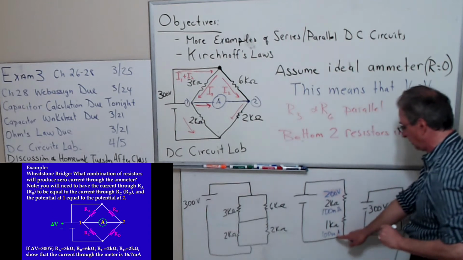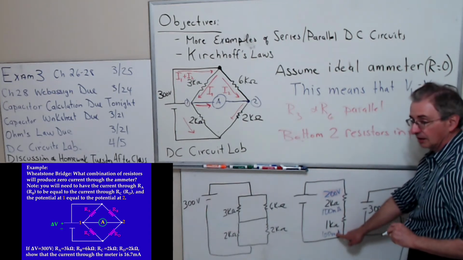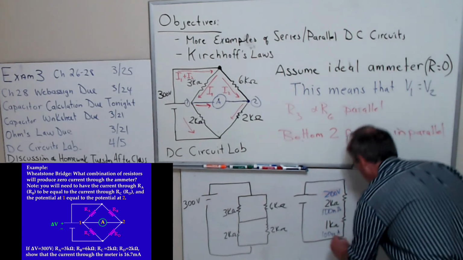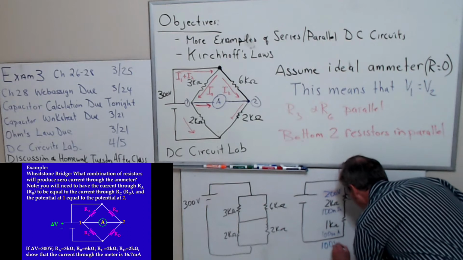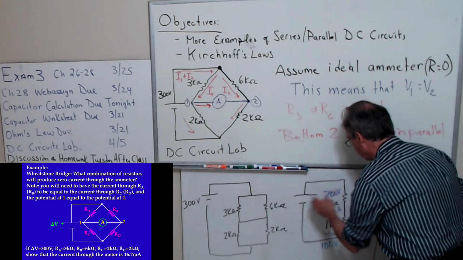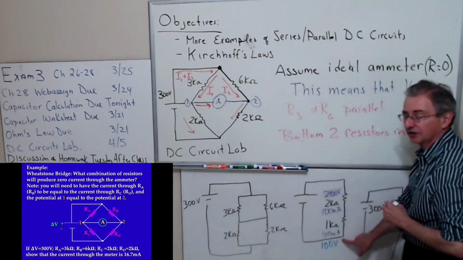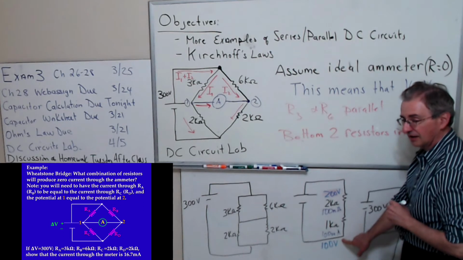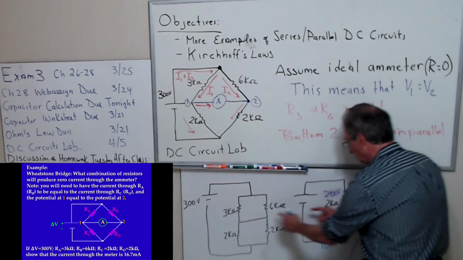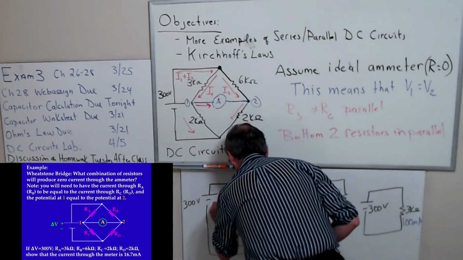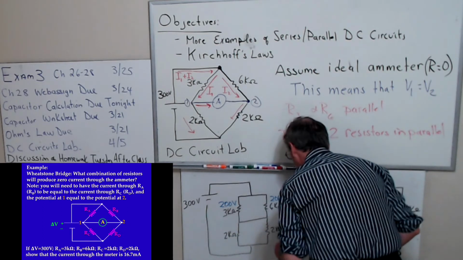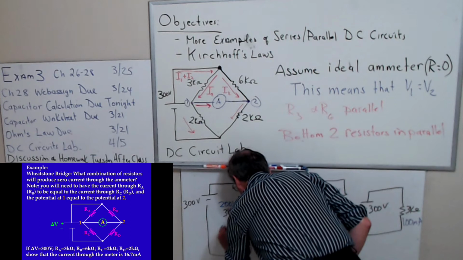What's this voltage going to be? What's 0.1 times 1,000? 100. Is there another way to figure that out? Well, if this is 300 volts, and that's 200 volts, what's left? 100. So this replaces these two, so both of these have 200 volts across them. And these two have 100 volts across them.